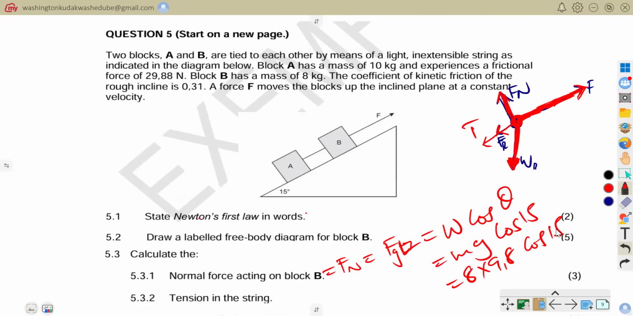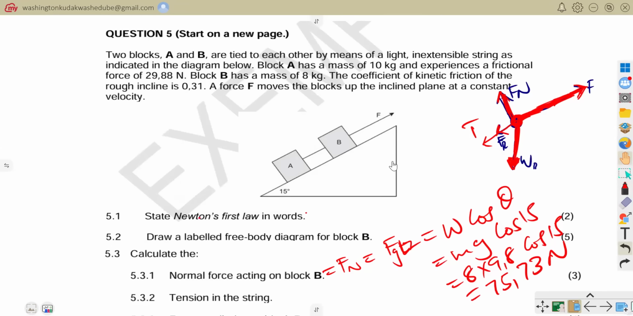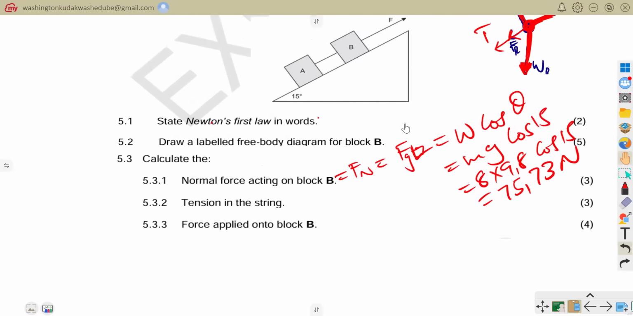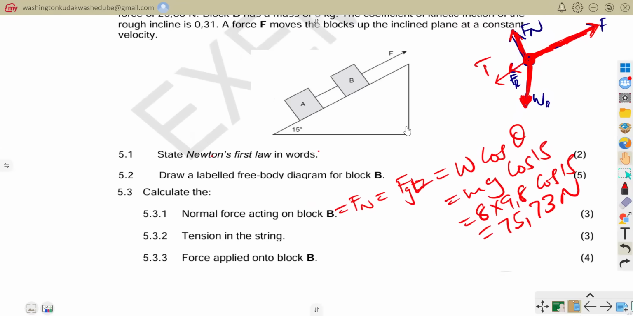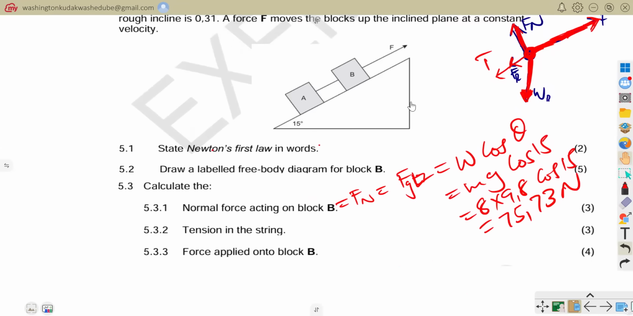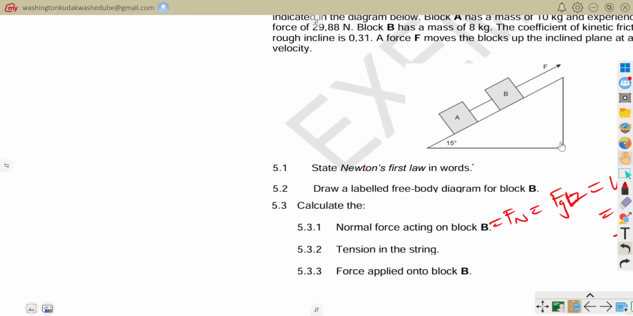Now let's see the following questions. They are saying calculate the tension in the string. Calculate the tension in the string. Now to calculate the tension in the string, maybe allow me to use this side.